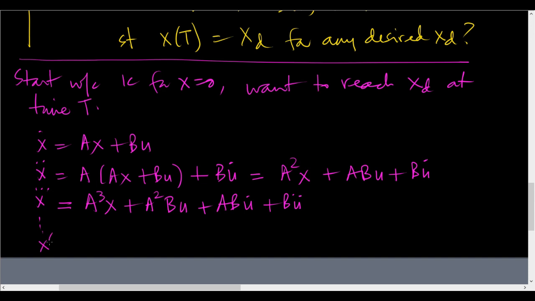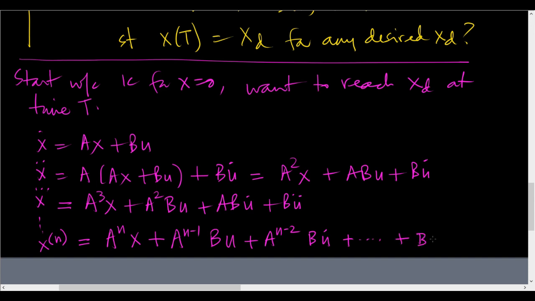When I put a bracket here, I mean the nth derivative, the nth with the round brackets here. This is equal to a to the power n x plus a to the power n minus 1 bu plus a to the power n minus 2 bu dot and so on, plus bu to the n minus 1. I think I have made an error here. Okay, all right, so we've got this far.